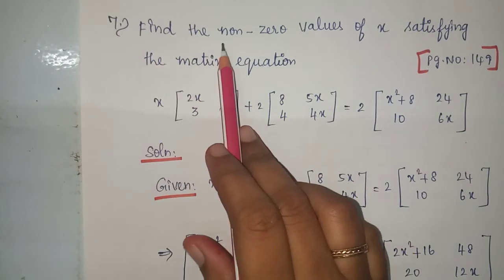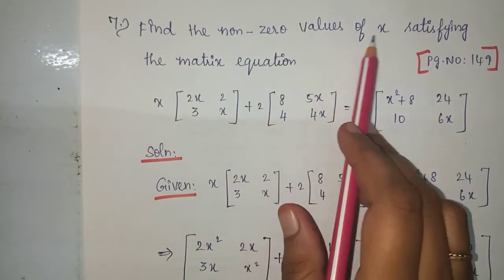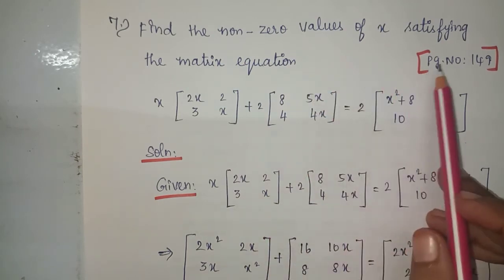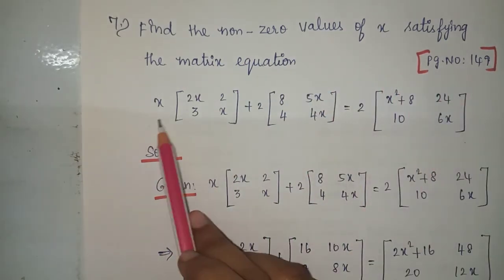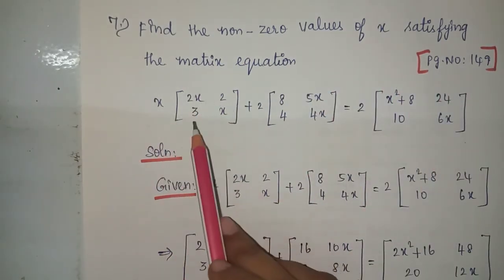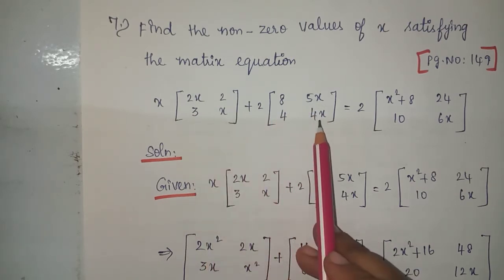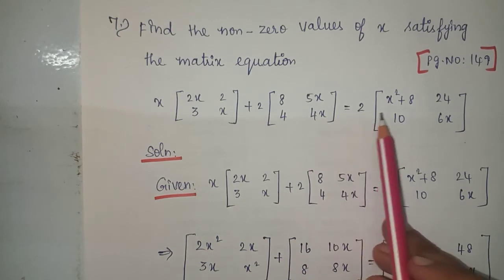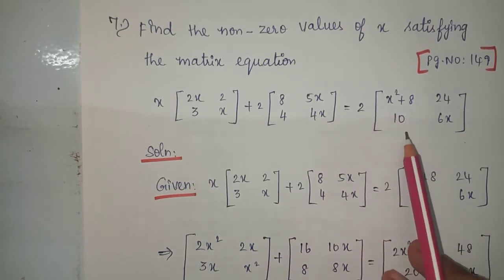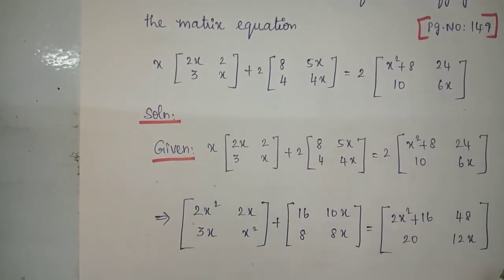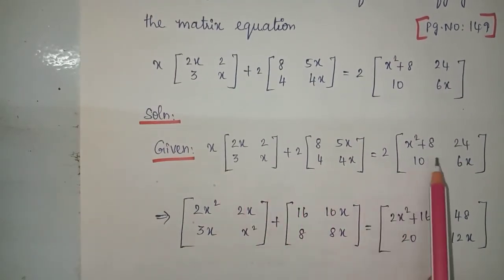Problem number 7. Find the non-zero values of x satisfying the matrix equation, which is in page number 149. x into the matrix [2x 2; 3x 1] plus 2 into the matrix [8 5x; 4 4x] is equal to 2 into the matrix [x square plus 8, 24; 10, 6x]. So solution: given, you just write whatever is given in the question.